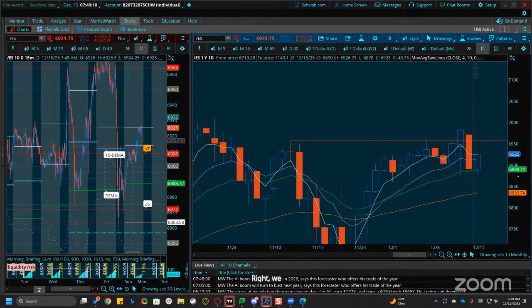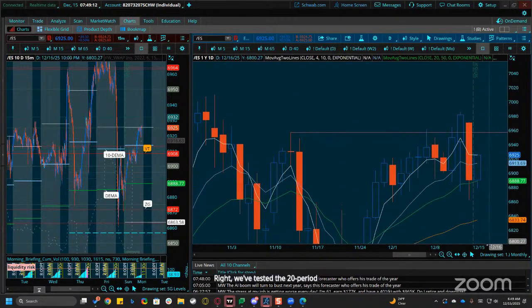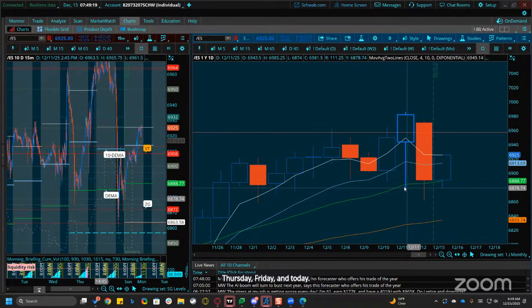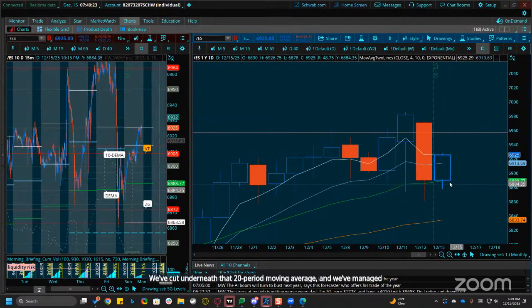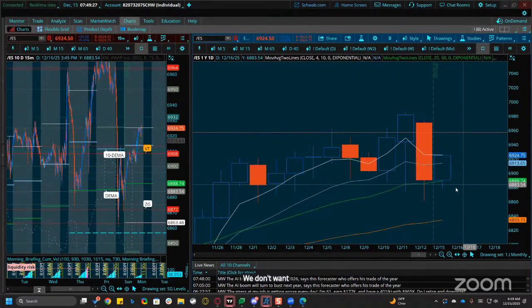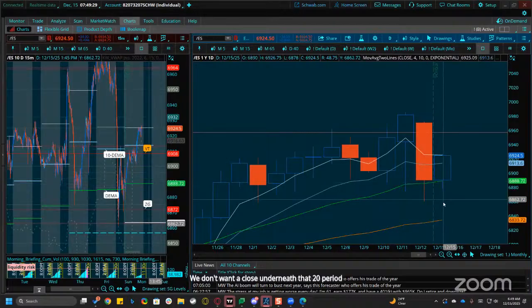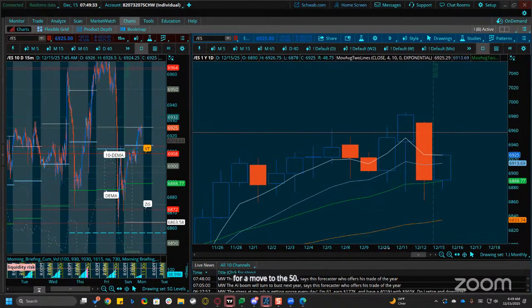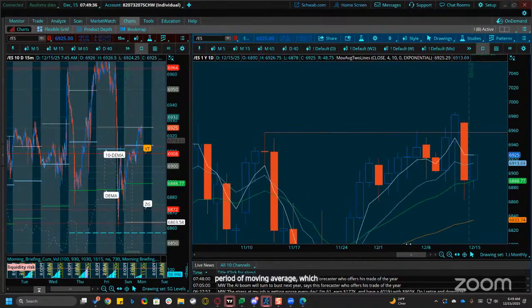All right, we've tested the 20-period daily moving average for the last 3 days, Thursday, Friday, and today. We've cut underneath that 20-period moving average, and we've managed to get back above it. We don't want a close underneath that 20-period moving average, or it opens the door for a move to the 50-period moving average, which is 68.32, the cog line.